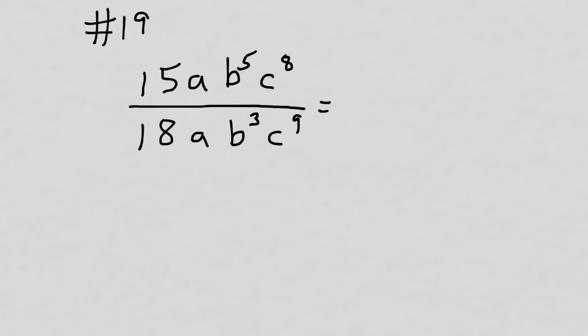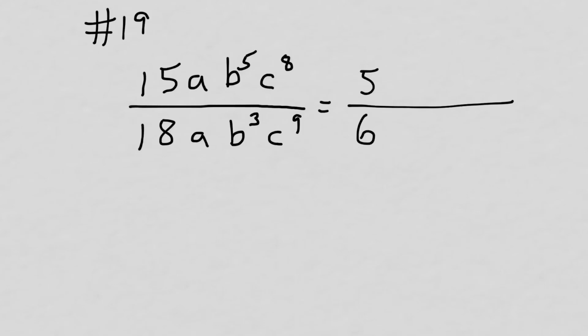All right, this will be the last one I do. Number 19. Again, we've got the numbers out front. We've got the A's, the B's, and the C's. 15 and 18. I know that'll get reduced. I can see that a 3 divides into both of them. 15 divided by 3 is going to give you a 5. 18 divided by 3 is going to give you a 6.